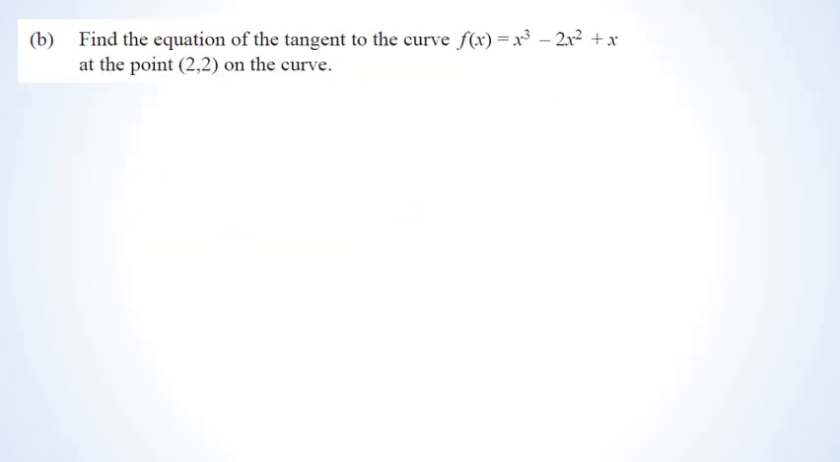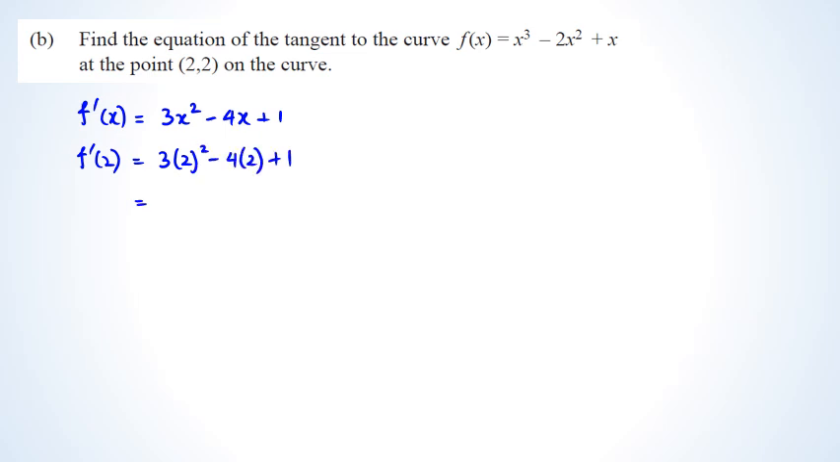So find the equation of the tangent to the curve. This is the equation at 2, 2 on the curve. So what we're looking for is the equation of the tangent. We need f dash of x. So if f of x equals to this, then f dash of x is 3x squared minus 4x plus 1. The next step is we want to figure out what the gradient is when x equals 2. So we have 3 times 2 squared minus 4 times 2 plus 1. Is it? Let's see. We've got 12 minus 8 plus 1. Yes, the gradient is equal to 5.